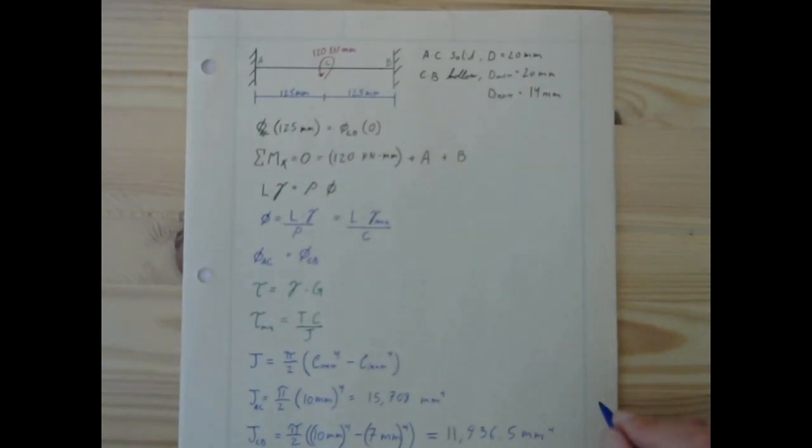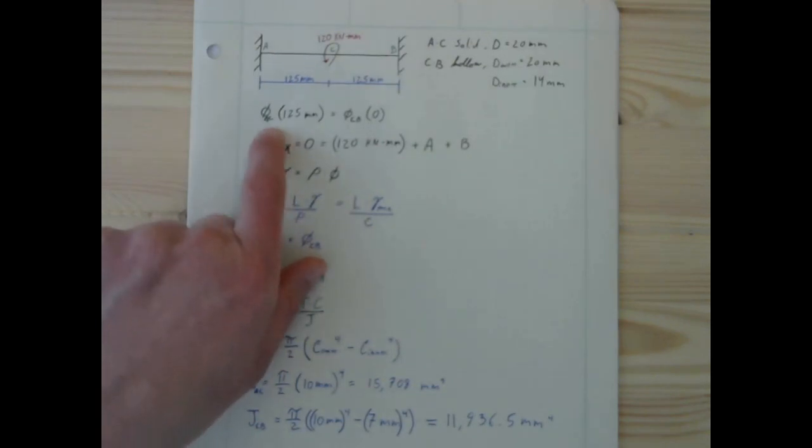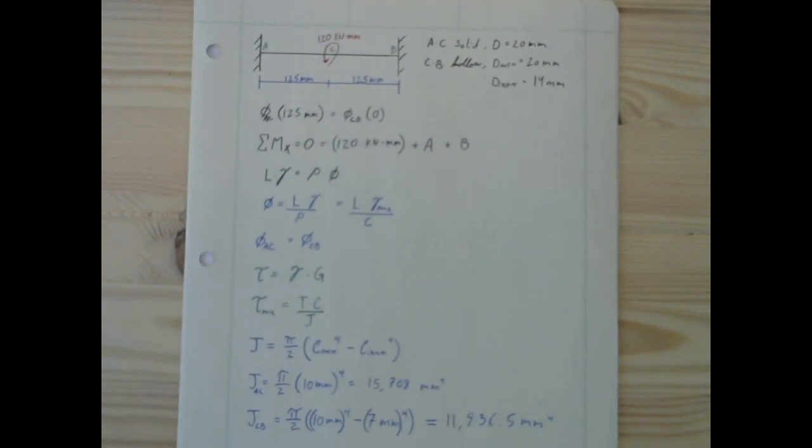So now we need to consider our equations for obtaining our rotations, our twists at point C for these two bars that are really one bar.